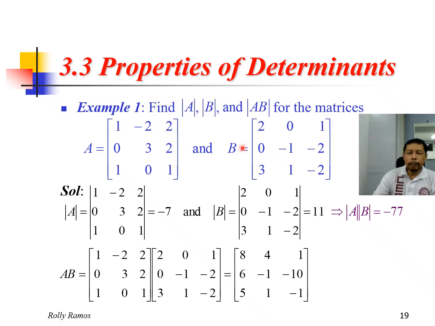Multiplying A with B will give us this matrix. So we learned in our previous lessons how to multiply two matrices. Okay, so the product AB is this matrix. Let's find the determinant of AB, which is equal to -77. And we have shown that the determinant of AB is simply equal to the product of the determinant of A times the determinant of B.